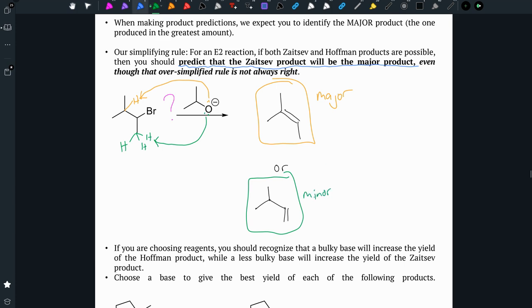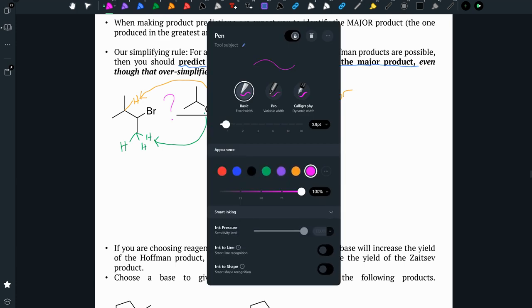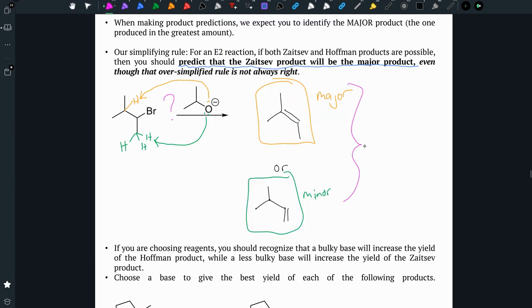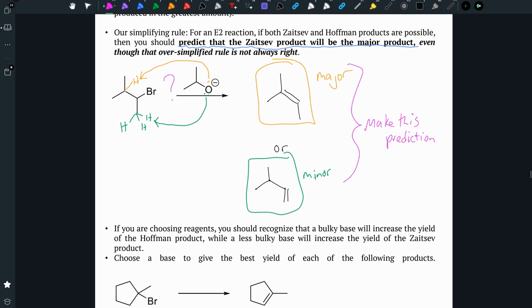So make that prediction. It's not always going to be true, but just as a simplifying rule in your life, as long as you're taking chemistry with me, that's a prediction that is safe to make.